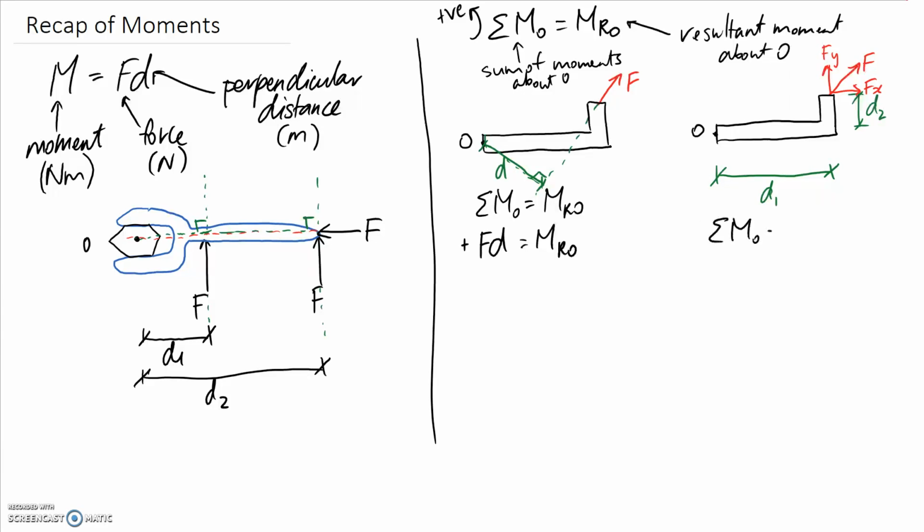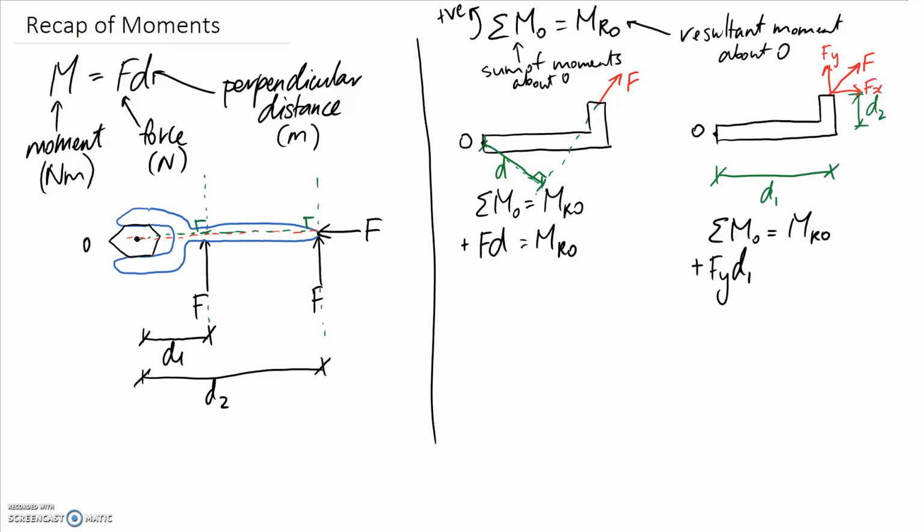So if we sum our moments about point O, let's consider the vertical part first. So we need to consider it as being equal to the force times the distance. So the force is Fy, and the distance from our line of action through Fy back to point O, our point of interest, is going to be this D1 in here. So it's going to be Fy times D1, and then we need to consider the positive or the negative direction of it. So this one here is going to cause a positive moment about point O. It's going anti-clockwise around this point, so it's going to go in as positive.